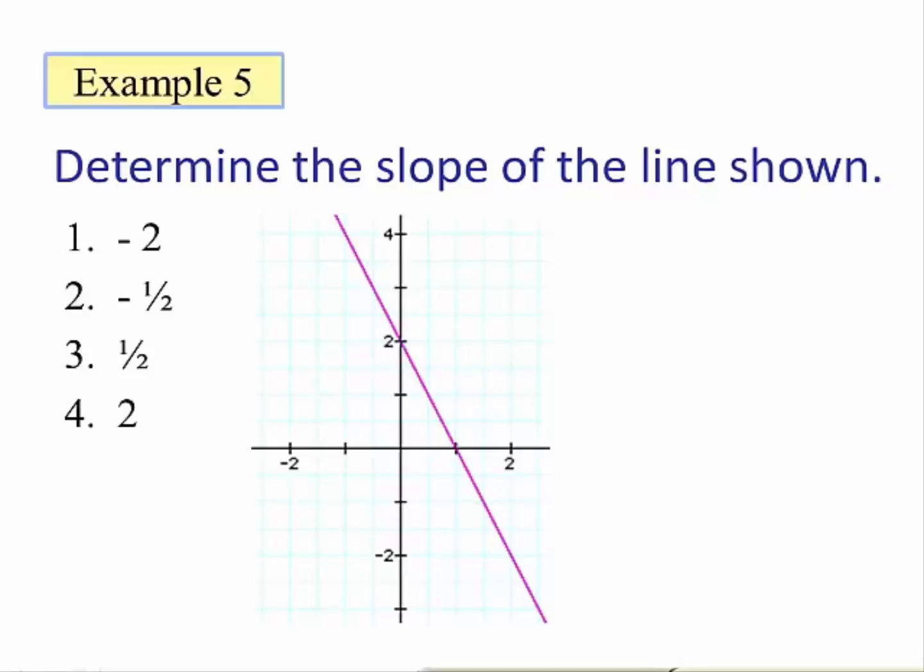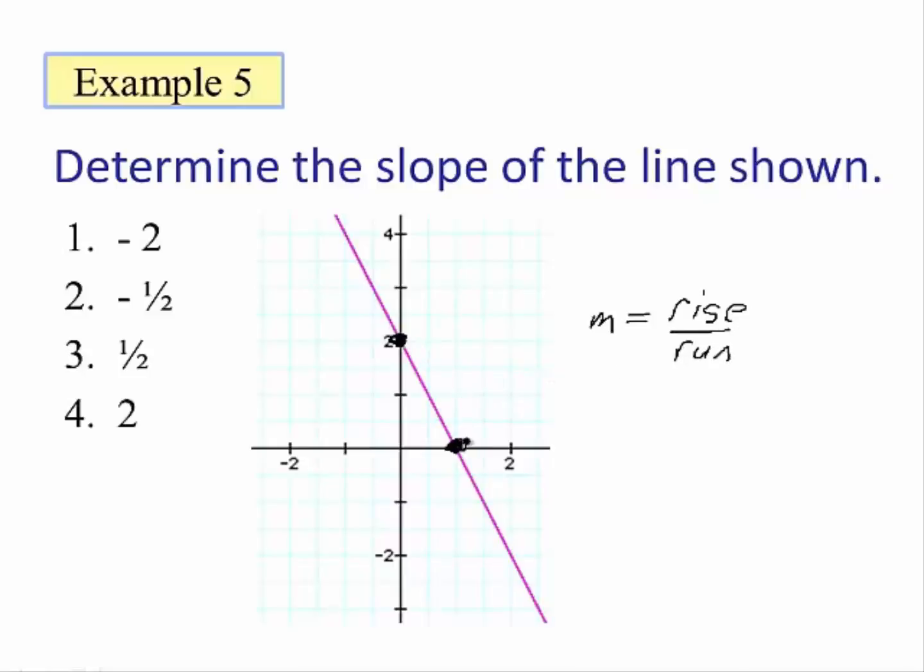Now for this problem, we are given a graph and we're asked to find the slope. So I'm going to pick 2 points. This point is on the line, and so is this point. What we want to do is use the formula. This time, since we have a graph, it's probably going to be easier to use rise divided by run.